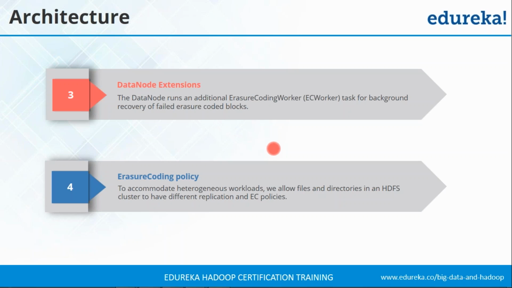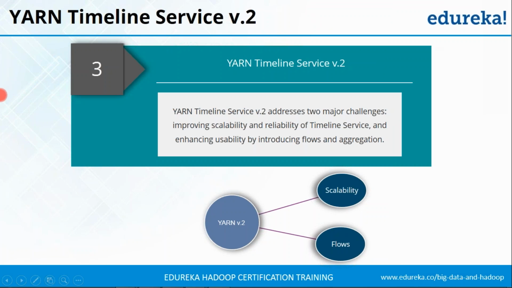Now we'll move forward and understand the YARN timeline service version 2. As we all know, in Hadoop 2, YARN version 1 was present. But in Hadoop 3, YARN timeline service version 2 was introduced. It addresses two major challenges. First is improving scalability and reliability of timeline service. And the other is enhancing usability by introducing flows and aggregation.